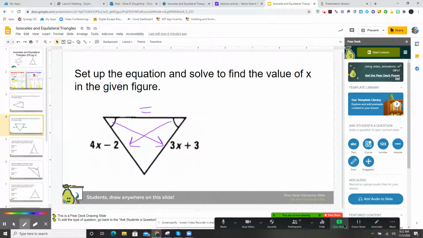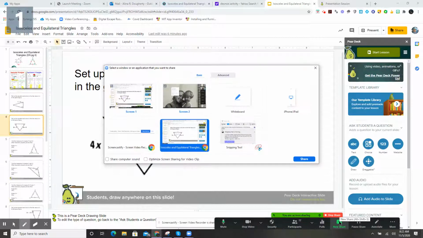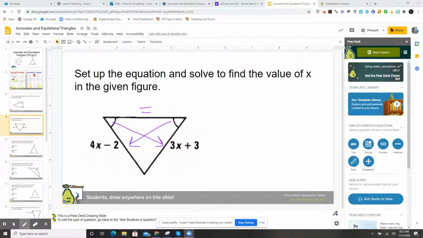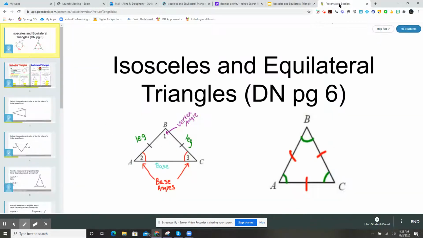I'm going to stop sharing and I want you to work on your Pear Deck. Everybody should have, boom, their Pear Deck open. The link is in the chat. And I want you to start working if you haven't already. Set up those equations. When you get stuck, shout it out, and we'll meet on that page and see.